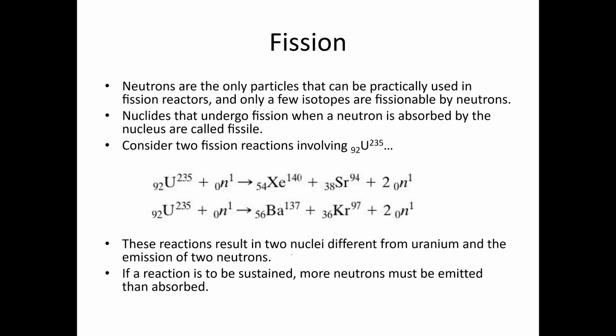If this reaction is to be sustained, more neutrons must be emitted than absorbed. So the idea of a chain reaction, right? You have one neutron yielding two more neutrons. So you must have more neutrons being yielded than reactions.